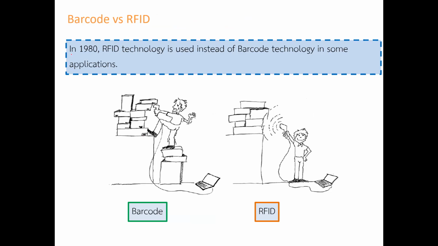So RFID has actually been used instead of barcode since the 1980s already. Because what? The disadvantage of barcodes is that you need to use the digital image scanner to read just one barcode at a time. So it takes some time if you have many boxes of things attached with barcodes. You have to scan one by one.